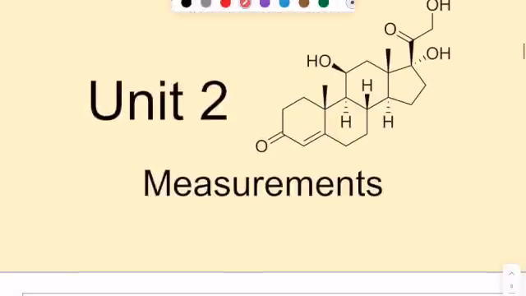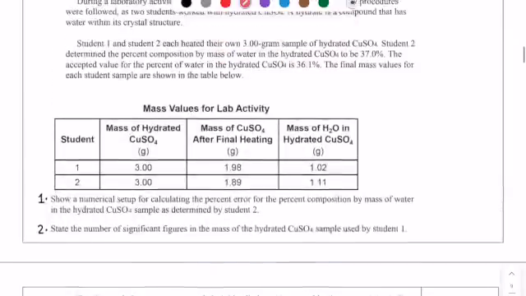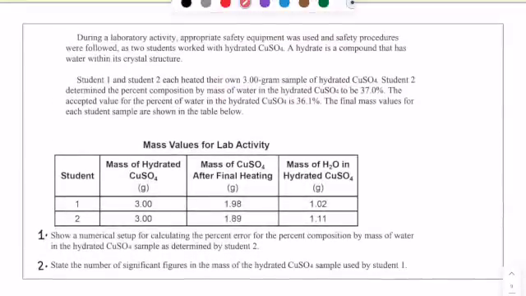Let's look at the next one, which is about measurements. So here are a few questions. The first one is asking for the numerical setup to calculate the percent error for the percent composition by mass of water in the hydrated copper sulfate sample that was determined by student 2. So student 2 said that the mass of water in the hydrated copper sulfate was 1.11.